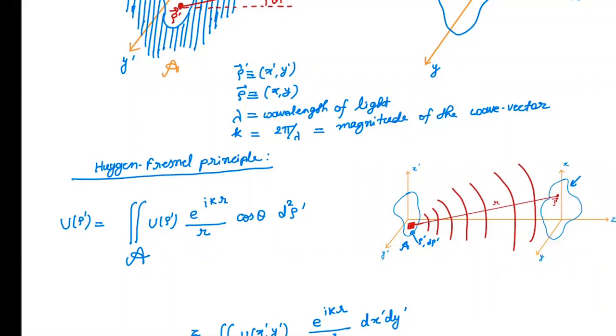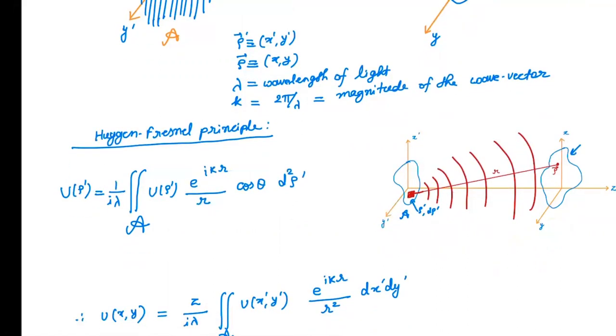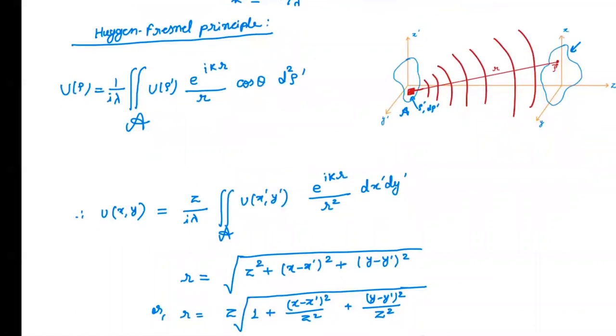Is this fine? There is one more factor which I will not explain, but I will write for the sake of completion: 1 over i lambda. Let me skip how this comes about. If you have a planar source with amplitude u rho prime, then the amplitude at a distance z away from that plane will be u rho. So this is the Huygens-Fresnel principle. This is the general diffraction formula.